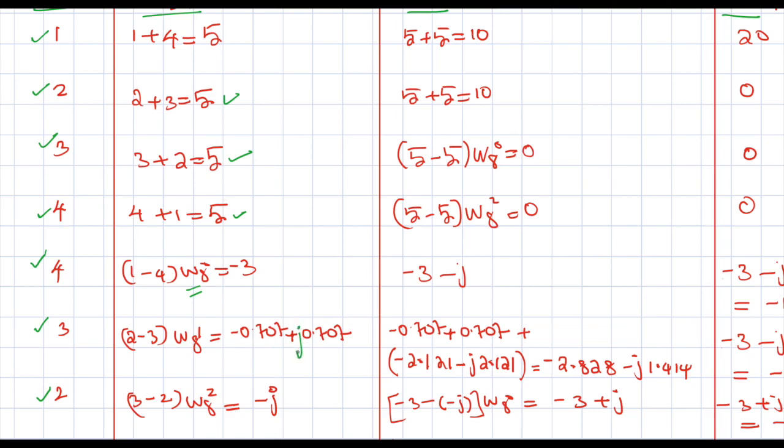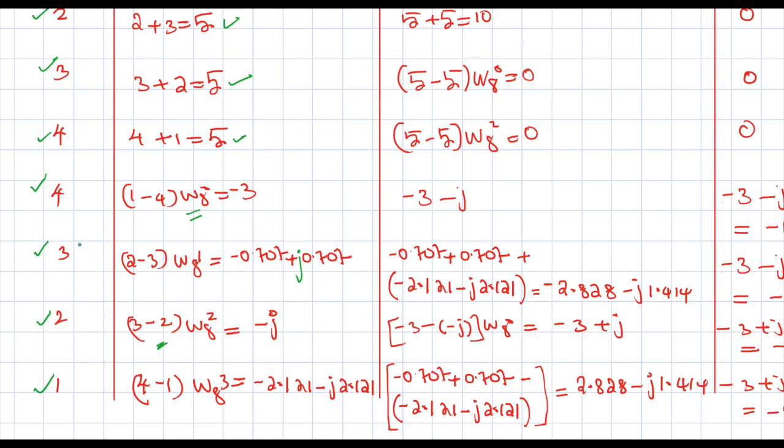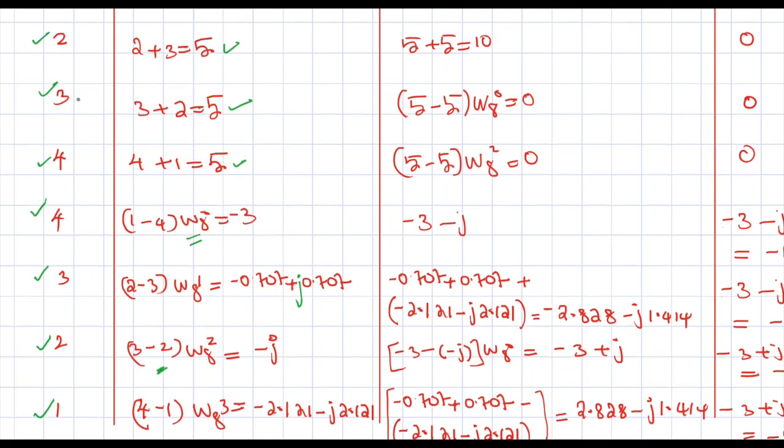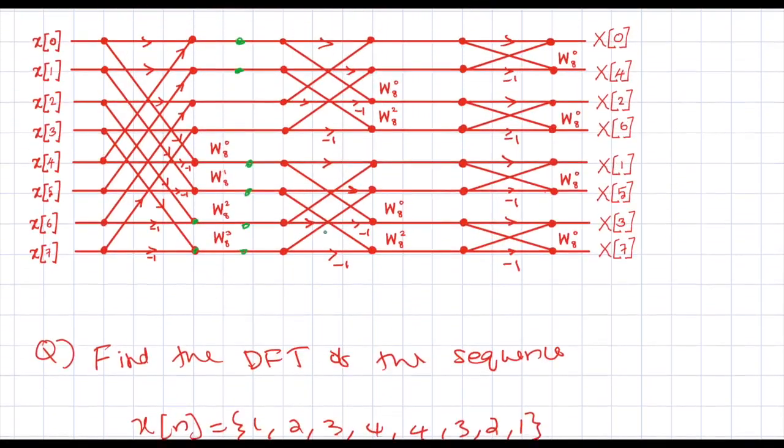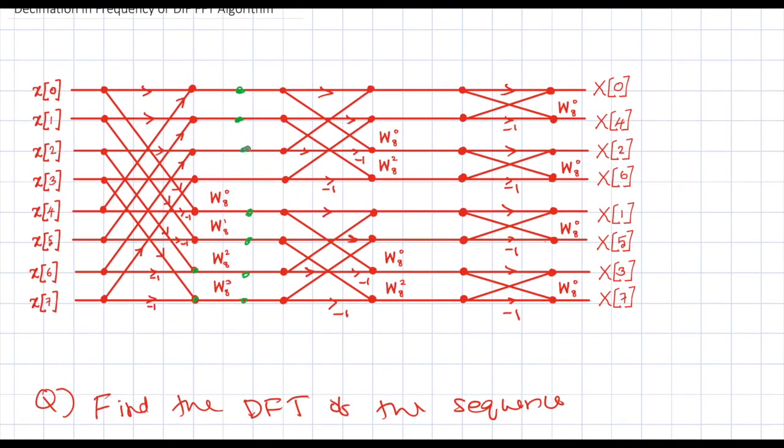Similarly, the seventh value would be this one, that is 3 minus 2 into W8 square, that is minus j. Then you will have 4 minus 1 into W8 cube, that would be this complex number. Okay, so we have done with the first stage of outputs. So we got the values at the points where I have marked a green dot.